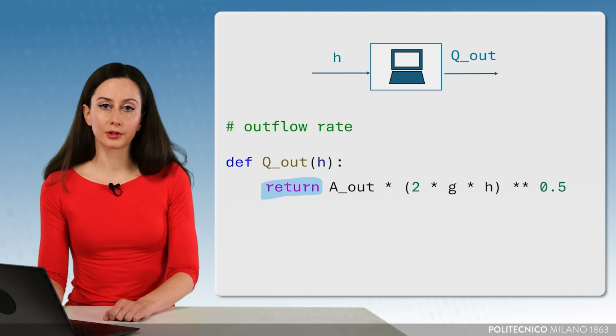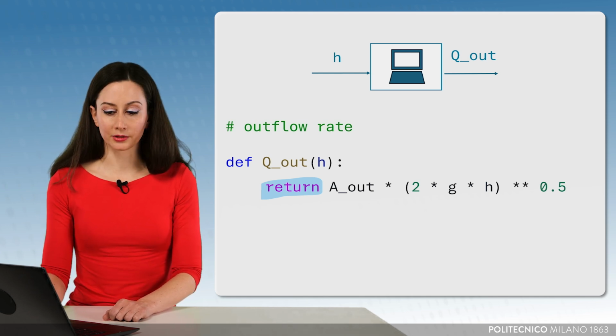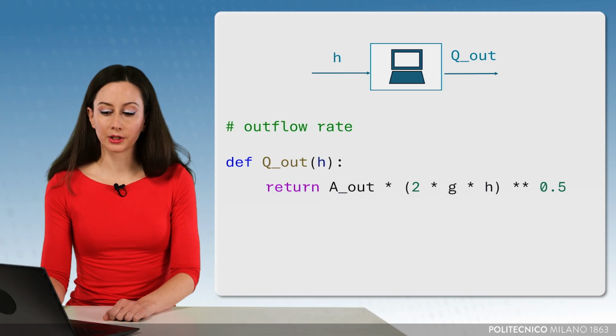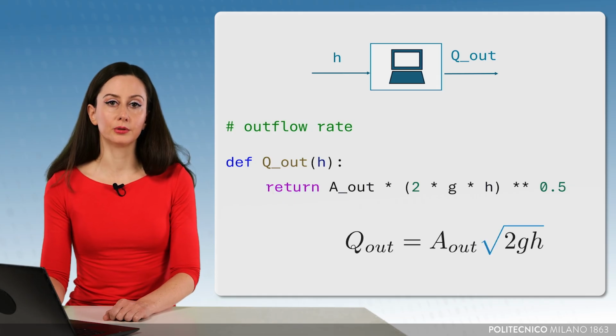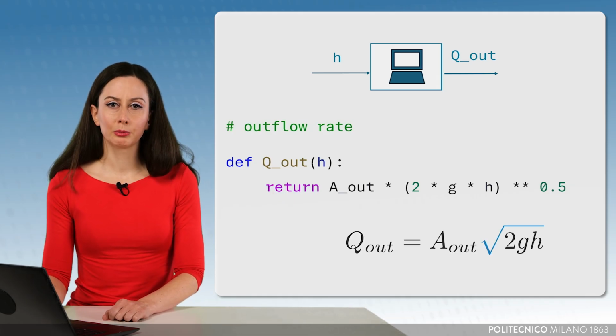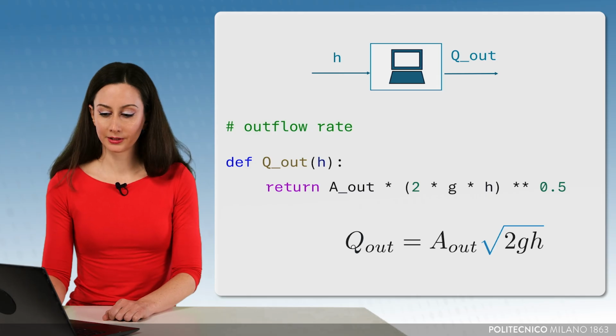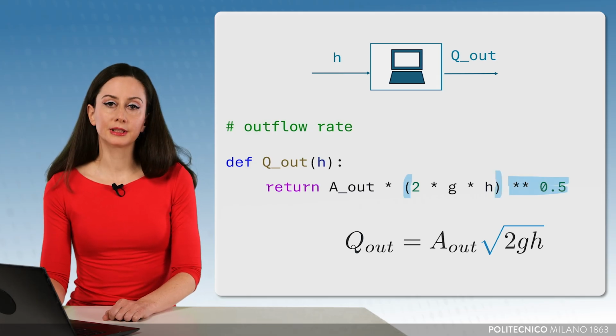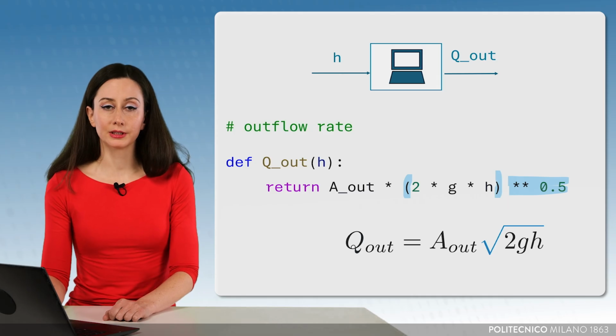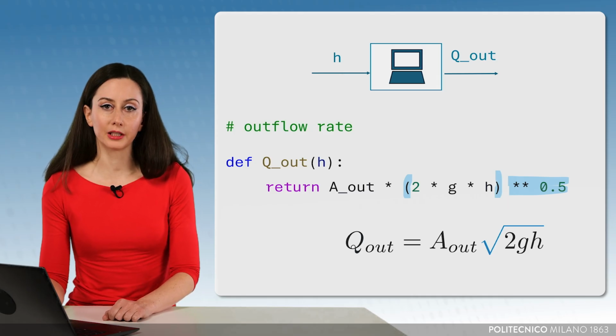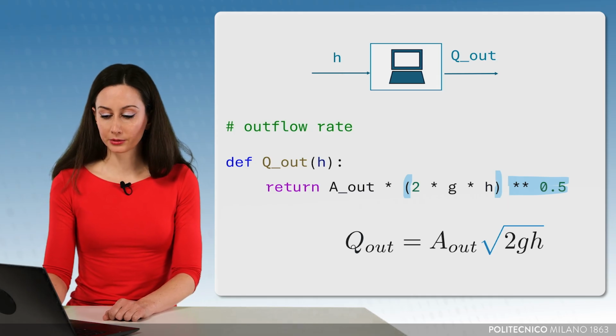Then the keyword return is followed by the quantities given as output by the function. And in this case, we are simply computing the outflow using Torricelli's formula. But where is the square root here? In Python, with the syntax **, we can raise a base to any power. So in this case, with the value 0.5, we are computing the square root.